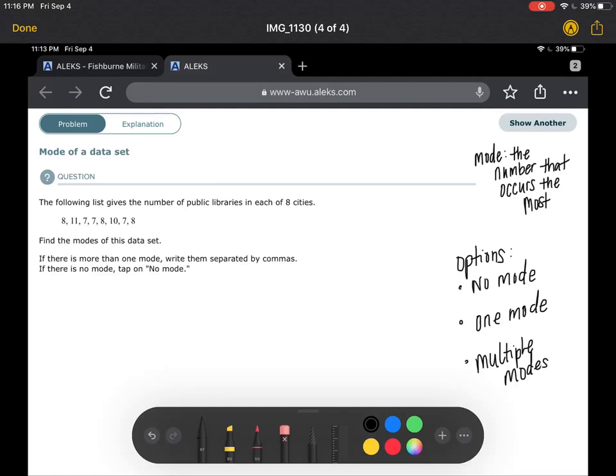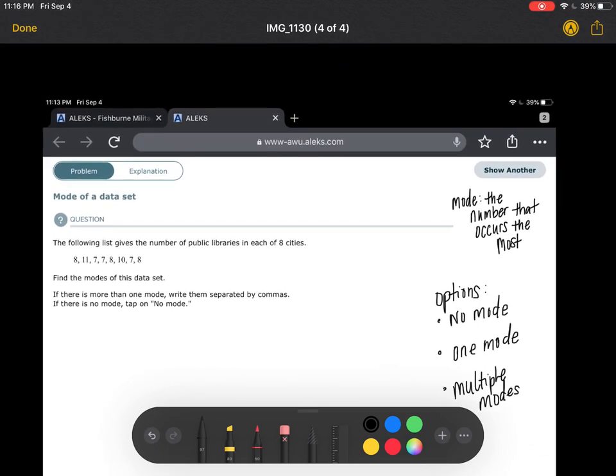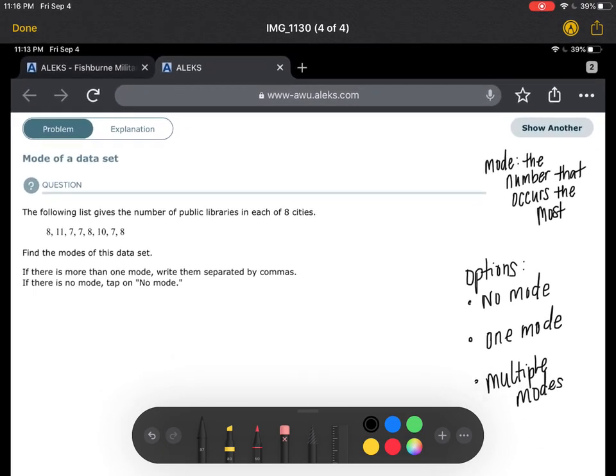Alright guys, so this video is going to talk about how to find the mode of a data set. So real quickly, the mode of a data set is when you have a set of numbers, like they do right here, and you're trying to find the number that occurs the most. Okay, so there's a couple of ways to do it, so let's just start with reading the question.